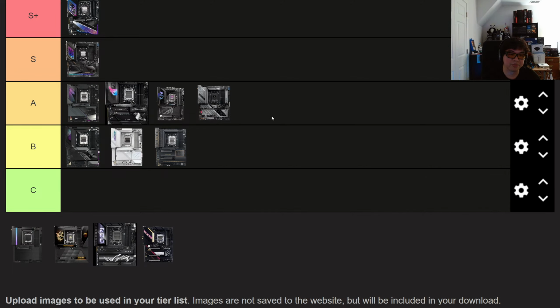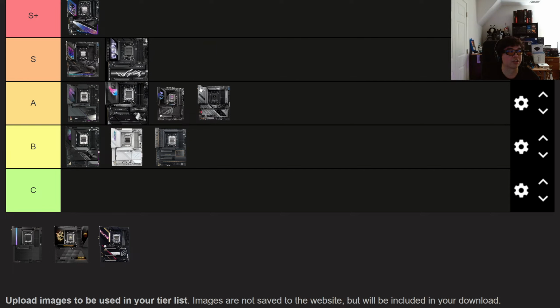ASRock has twice as many power stages. Yeah, overbuilt VRMs. They're giving you a backplate on a $350 board when the closest Asus board that offers a backplate is a $700 Crosshair Hero.